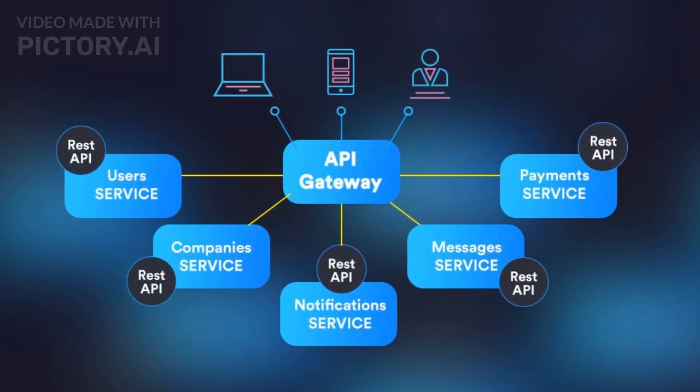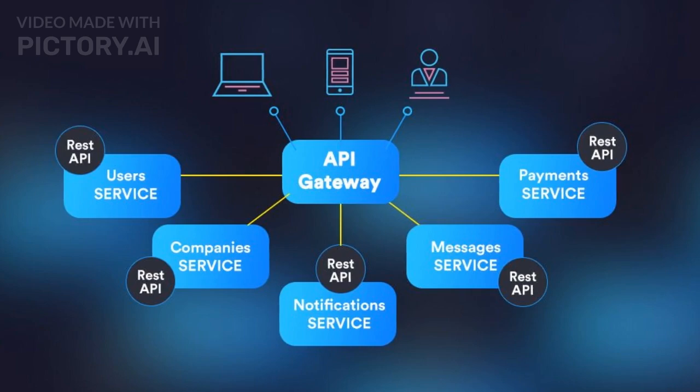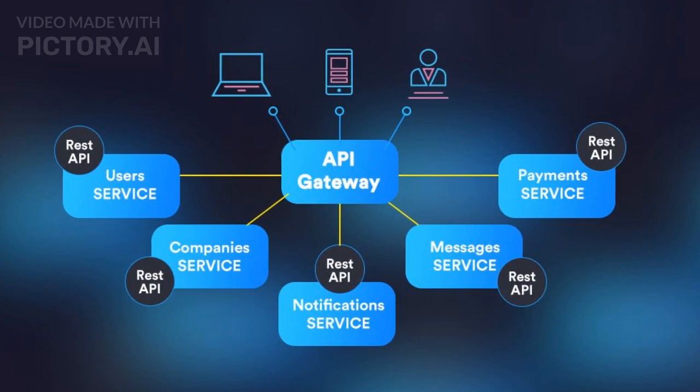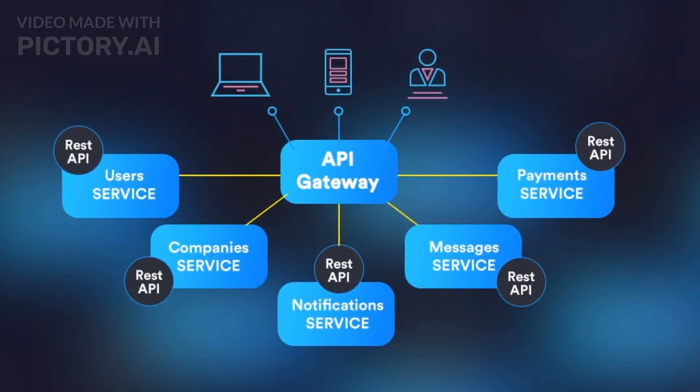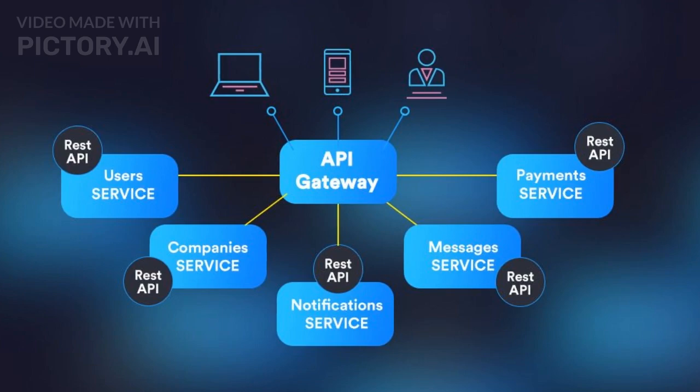Instead, the API gateway simplifies everything by routing requests to the appropriate service. It knows exactly where to send the request based on the type of action the client needs. For example, if a user wants to check their notifications, the request comes into the API gateway, which forwards it to the notifications service. If the user needs to make a payment, the gateway routes the request to the payment service. This setup ensures that clients don't have to deal with the complexity of managing multiple services.